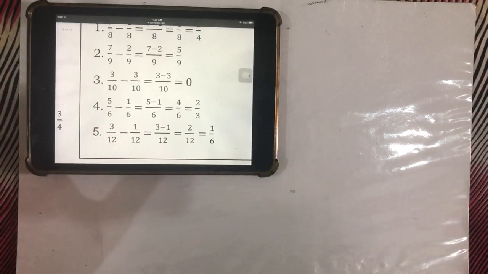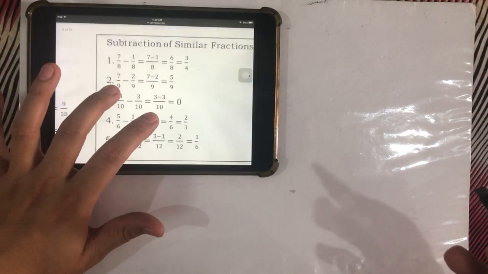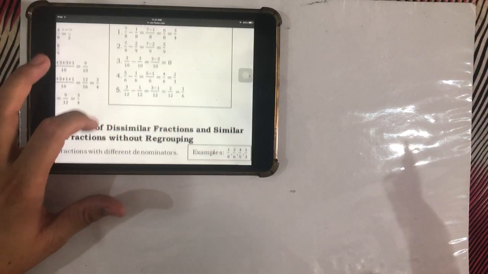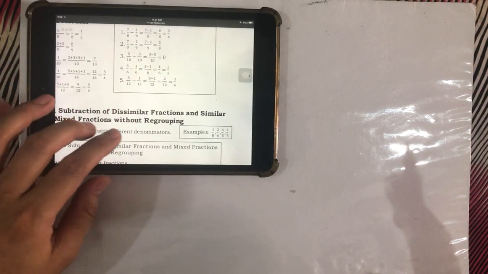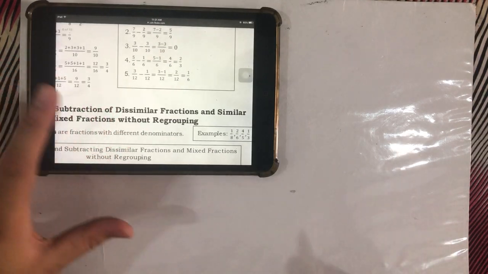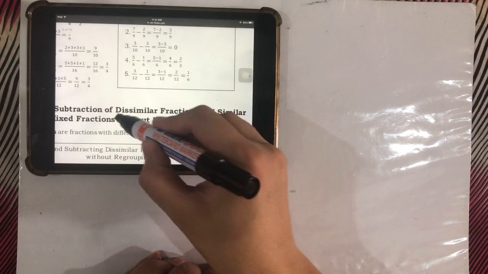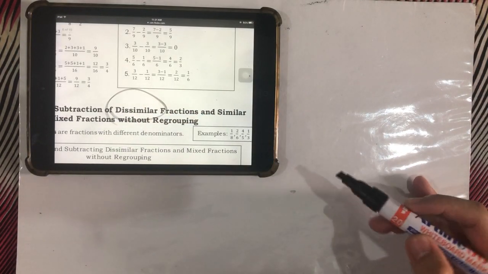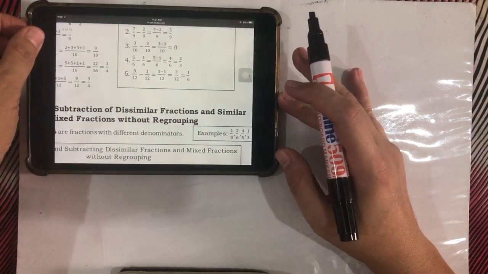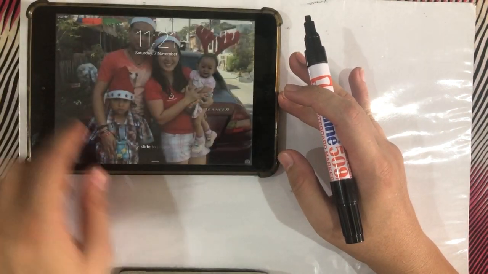So, addition and subtraction of similar fractions is easier because all we have to do is perform the operation in the numerator. Okay. This next one is a little different, because now we will be using dissimilar fractions. Okay, the denominators used are different. So, let's try an example.